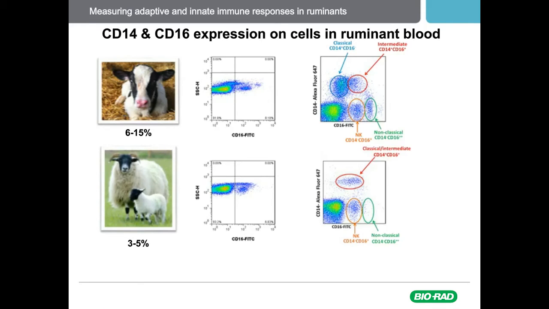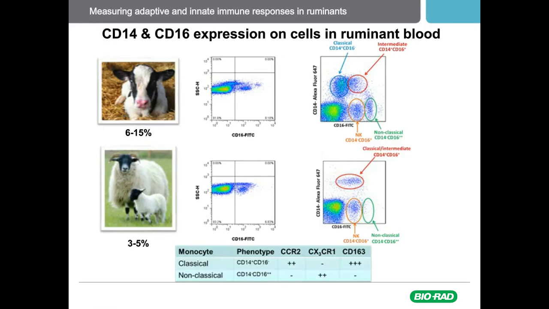When we compare that profile between cattle and sheep, you can see the sheep again in the bottom scatter plot. Those populations are smaller, and certainly the CD16 high non-classical population is very, very difficult to detect. So again, there are some clear differences between the populations in cattle and sheep peripheral blood. We were interested to know how these might relate to those putative populations in human peripheral blood.